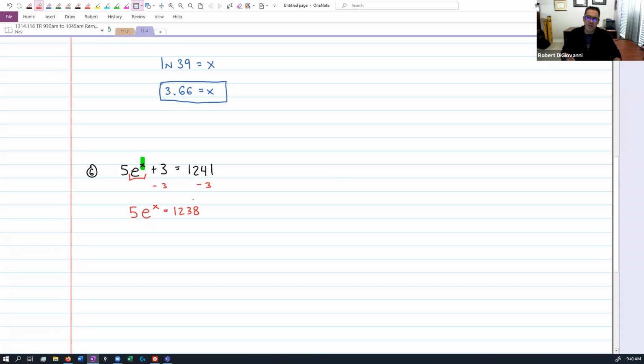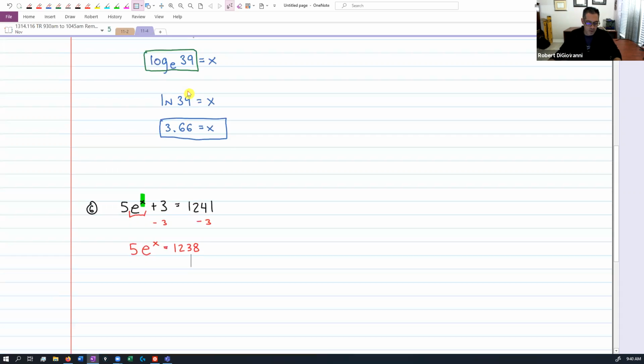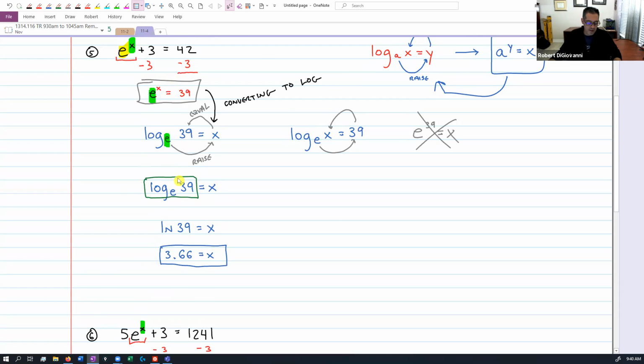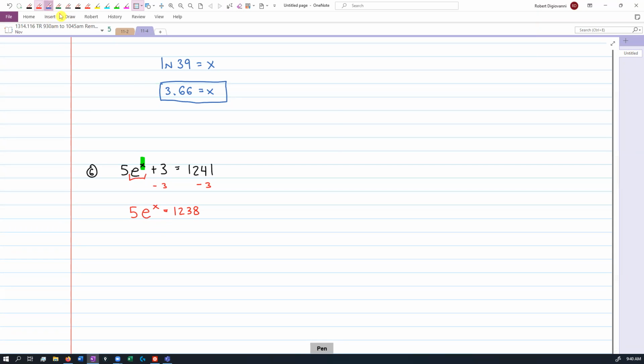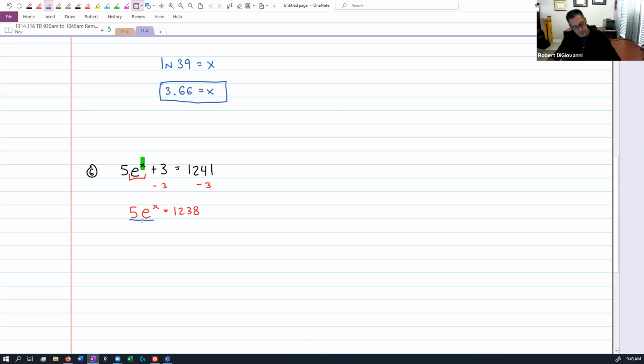Very much like the previous problem, right? Just take 3 away from both sides. What's different though is we have a 5 in front of the E to the X, and I need to get that out of there because I'm trying to get this by itself. So how could I remove that 5? What do you think? Can you divide both sides by 5? Yep, just divide both sides by 5. Good. It'll go away here. We'll get E to the X. Okay, great. We've got it by itself.